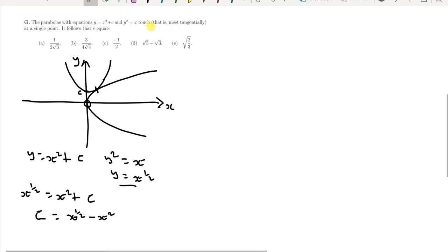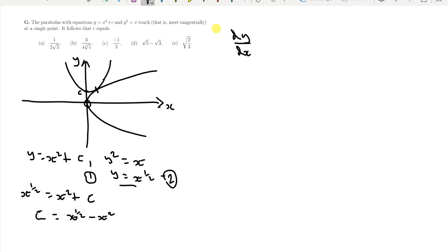And it's giving away a huge clue here. It's saying that both of the curves meet tangentially, so we know that the gradients are the same, which means that the derivatives of both the curves will also be equal. So if we differentiate equation one, we get dy by dx is equal to 2x. And then if we differentiate the second curve, we get dy by dx equal to half x to the minus a half.